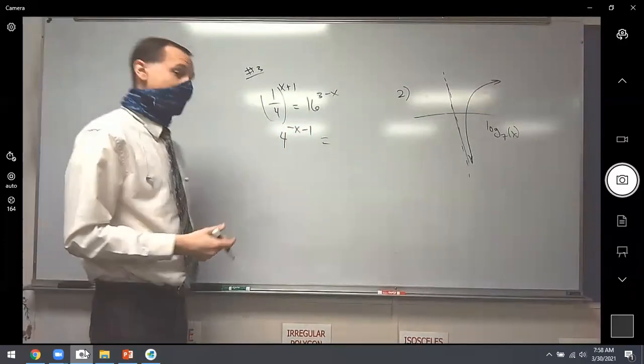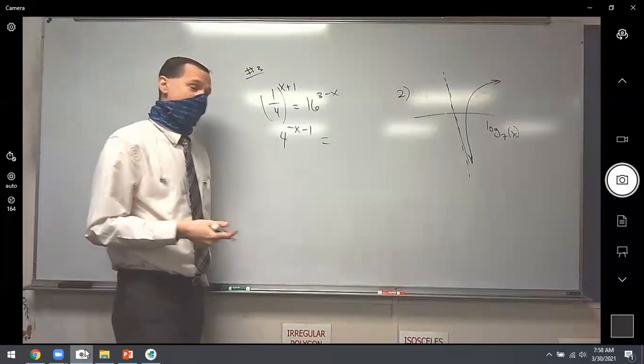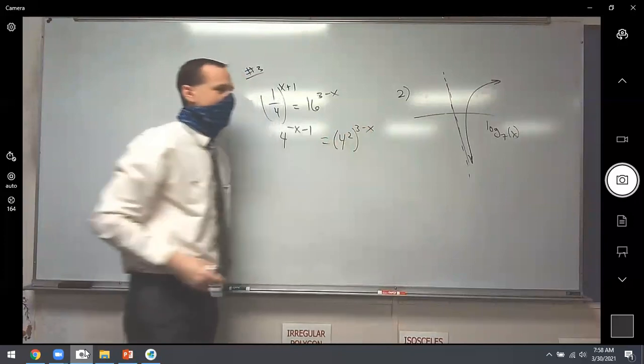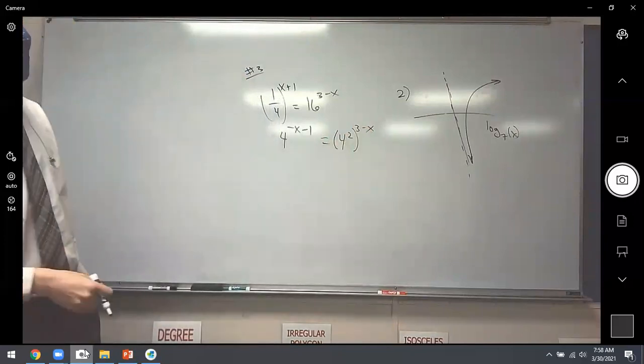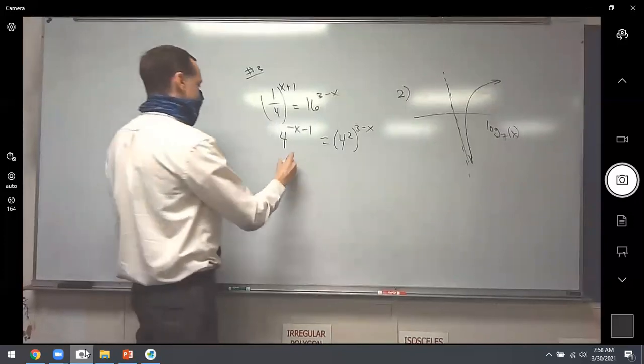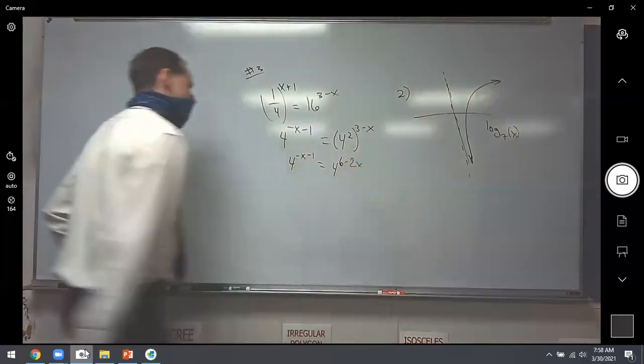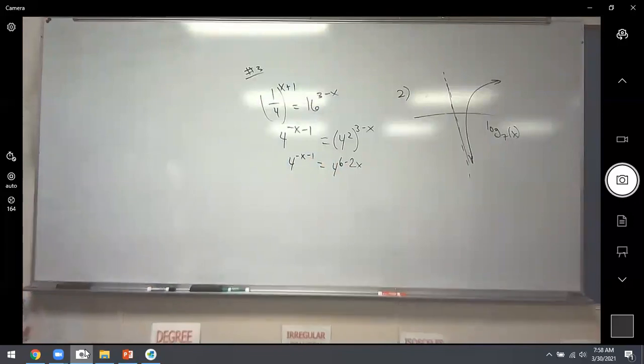And while we're at it over here, we can write everything in terms of 4s, can't we? We might as well call the 16 4 squared. So we got everything lined up with a base of 4 now. This is pretty good. And of course, over on the right, you have a power raised to a power. So you will multiply your exponents. So that'll be 6 minus 2x.